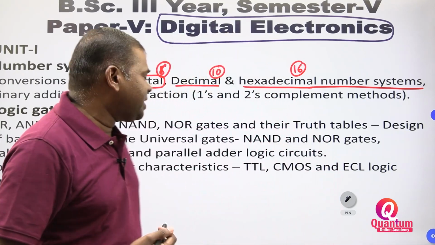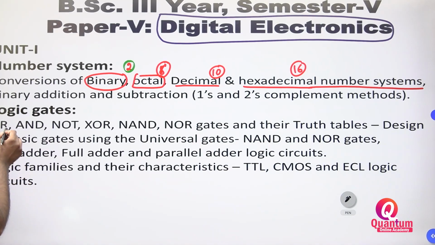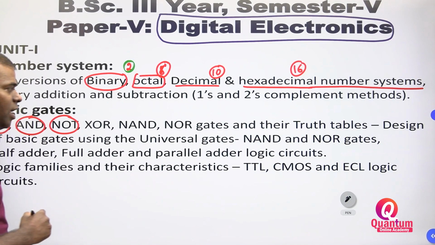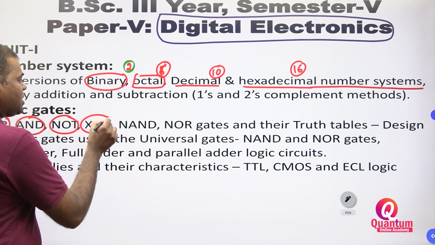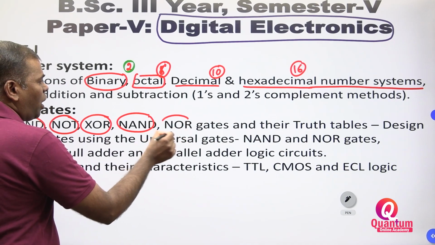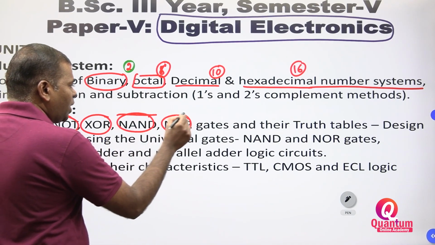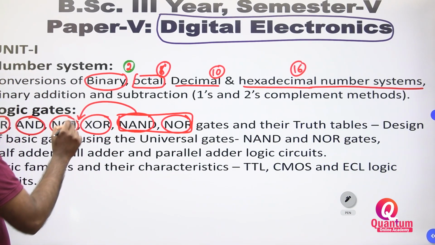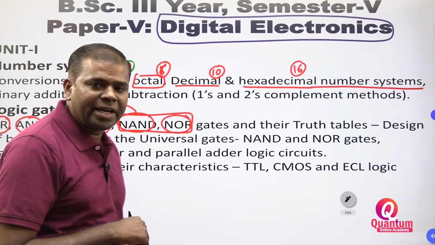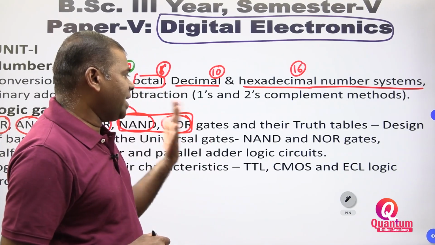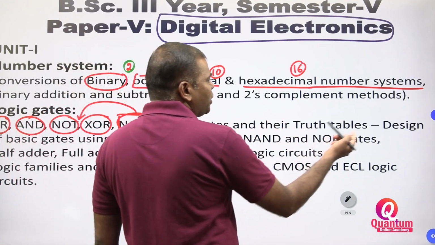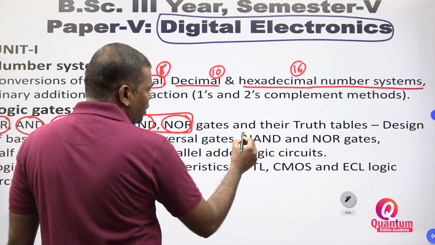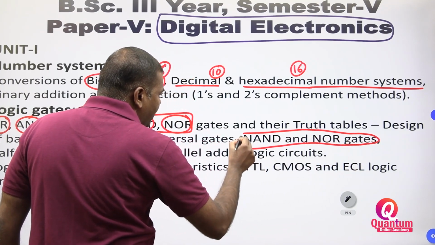Here basic logic gates are there. What are the basic logic gates? You have to see OR gate, AND gate and NOT gate. These 3 gates are the basic logic gates. And then XOR gate, NAND gate and NOR gate. NAND gate and NOR gate are the universal gates. To construct the basic logic gates, we have to follow the NAND gate and NOR gate. These gates we call universal gates, and you need their truth tables, and how to design the basic gates using the universal gates. The universal gates are NAND gate and NOR gate.